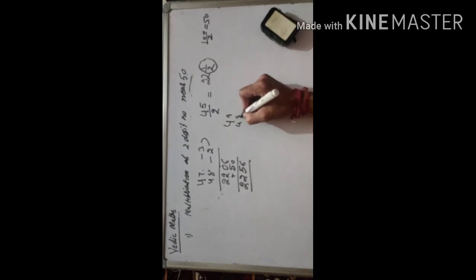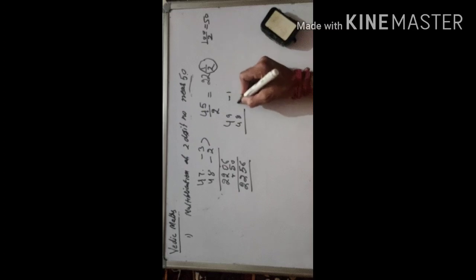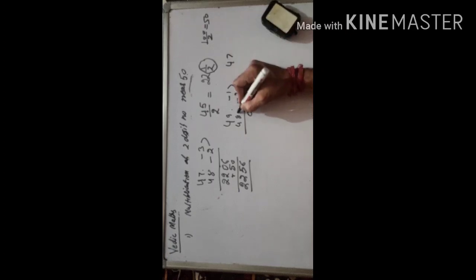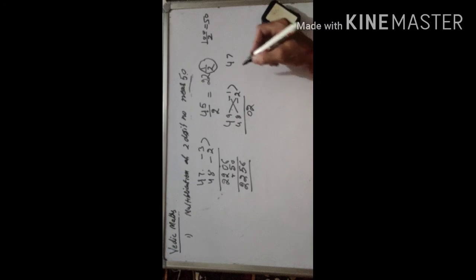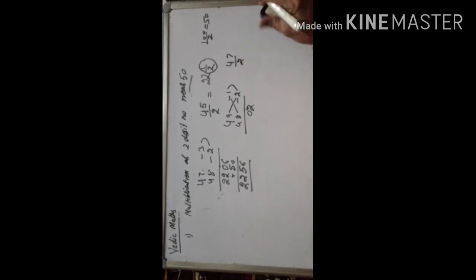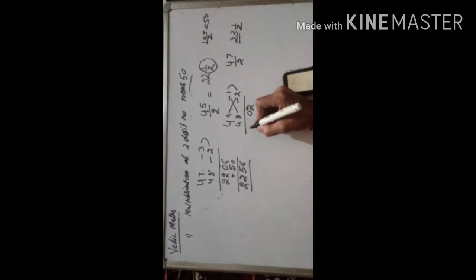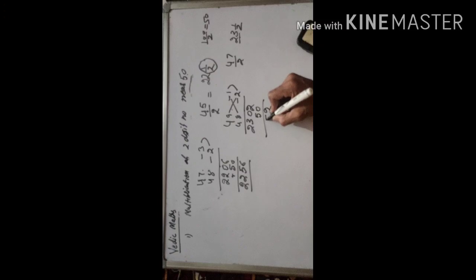49 into 48. Minus 1, minus 2. 1 2s are 2. That is 02. Now if we subtract this, this becomes 47. Subtract this, this is also 47. Now 47 divided by 2 is 23 and a half. We put 23 here and we add 50 here. That is 2352.